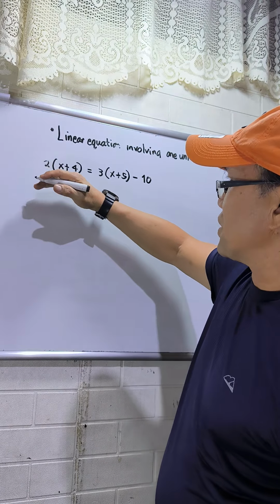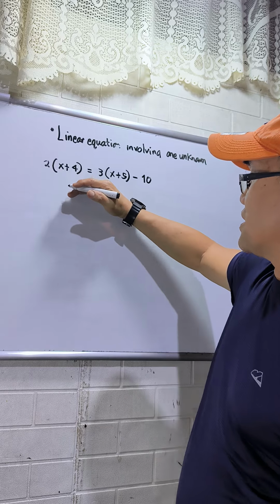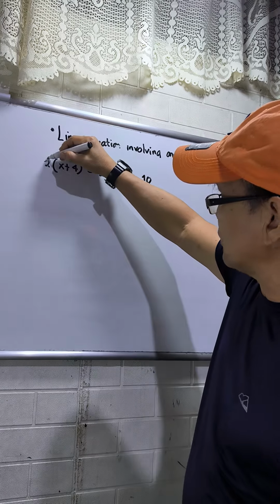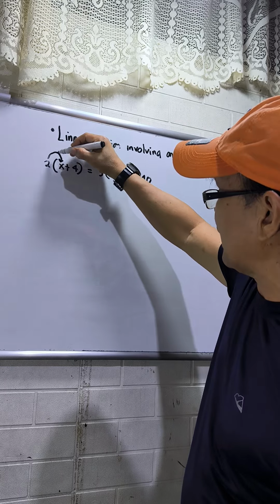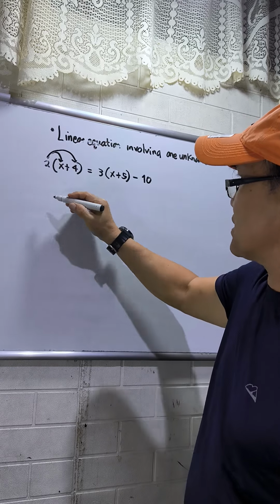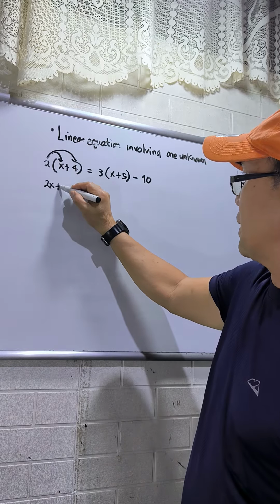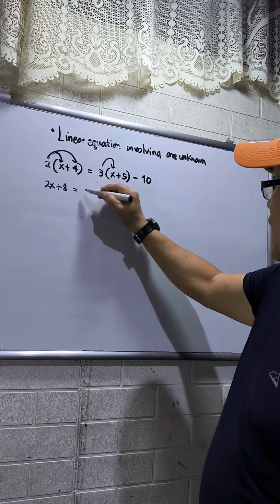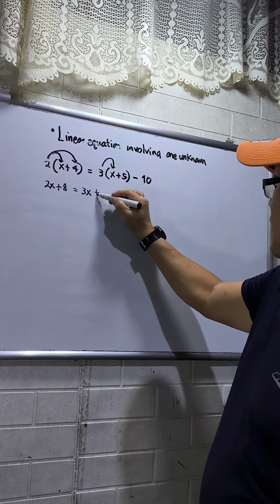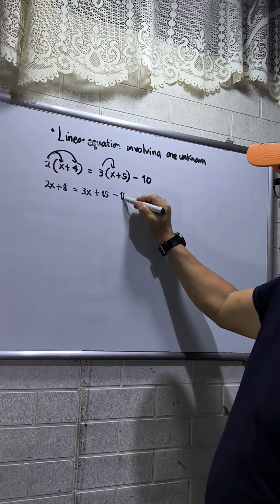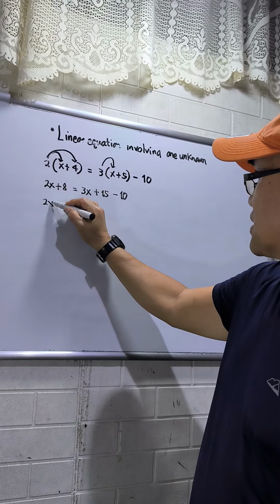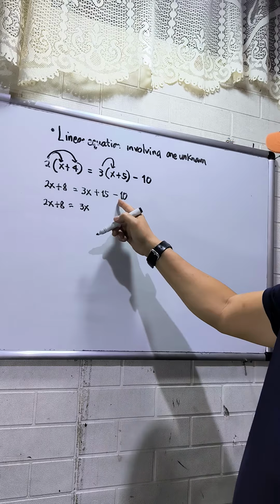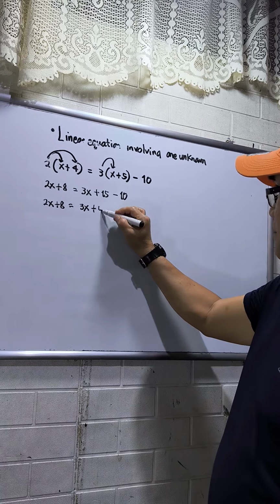So I have 2 times the quantity x plus 4 is equal to 3 times x plus 5, minus 10. So distribute, right? Multiply 2 by x, then multiply to the next. So this will be 2x plus 8, which is equal to 3x plus 15, then minus 10. Okay? So this will be 2x plus 8 equals 3x, and 15 minus 10 will be plus 5.